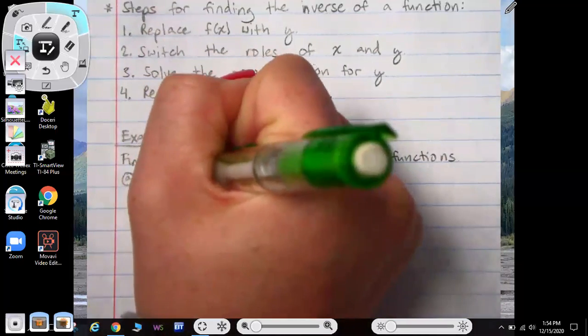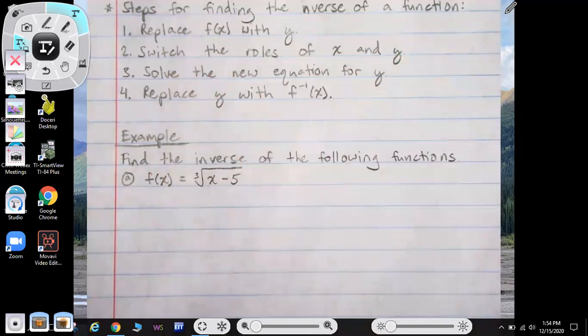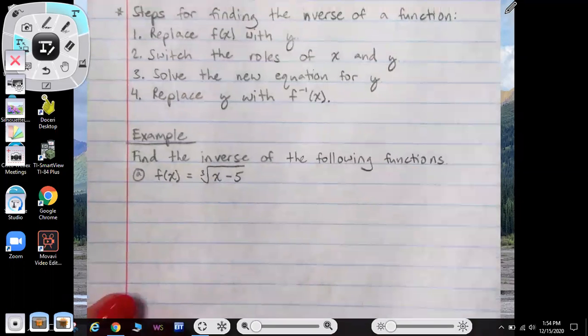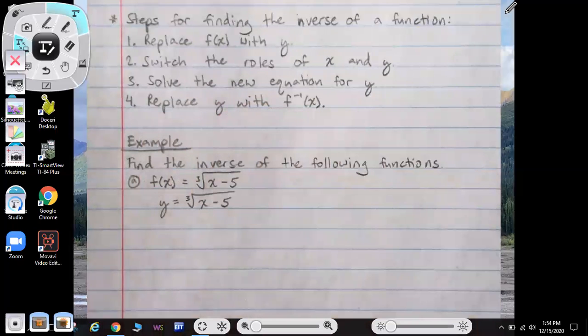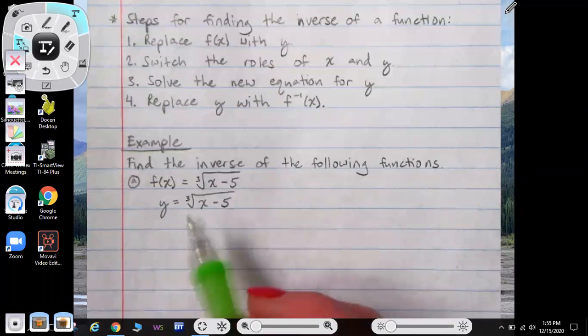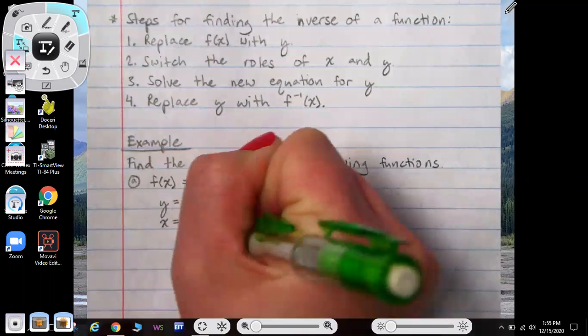Okay, the first function we're going to look at, f of x equals the cube root of x minus 5. Okay, let's follow the steps that we wrote for finding this inverse. First step, replace f of x with y. So now we have y equals the cube root of x minus 5. The second step is to switch the roles of x and y. All that means is anywhere there's a y, we write x. Anywhere there's an x, we write y. So now we have x equals the cube root of y minus 5.